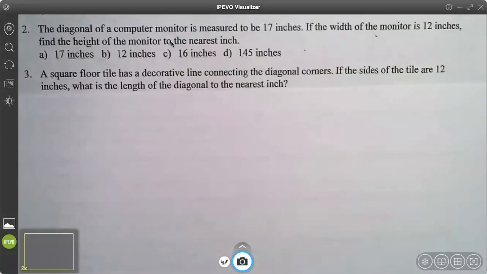Number three says a square floor tile has a decorative line connecting the diagonal corners. If the sides of the tile are 12 inches, what is the length of the diagonal to the nearest inch? So first, try to draw a picture representing this situation and stop there and we'll check it.